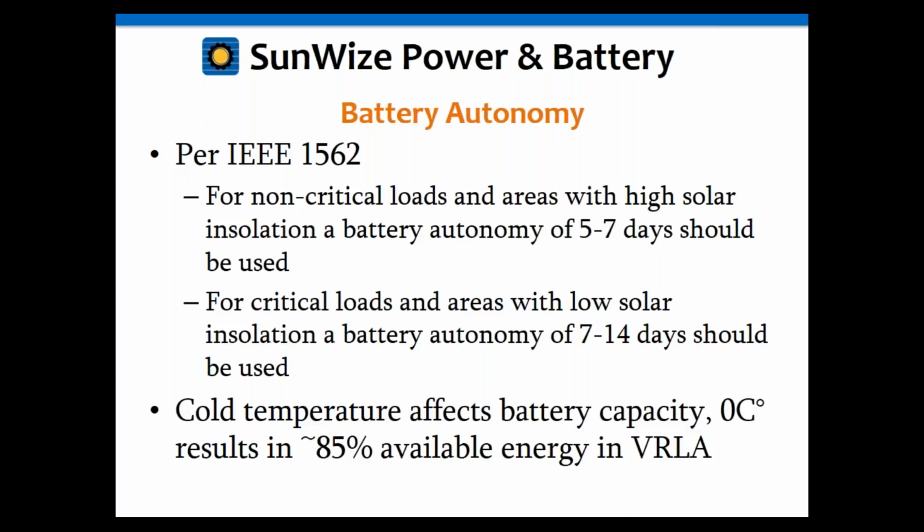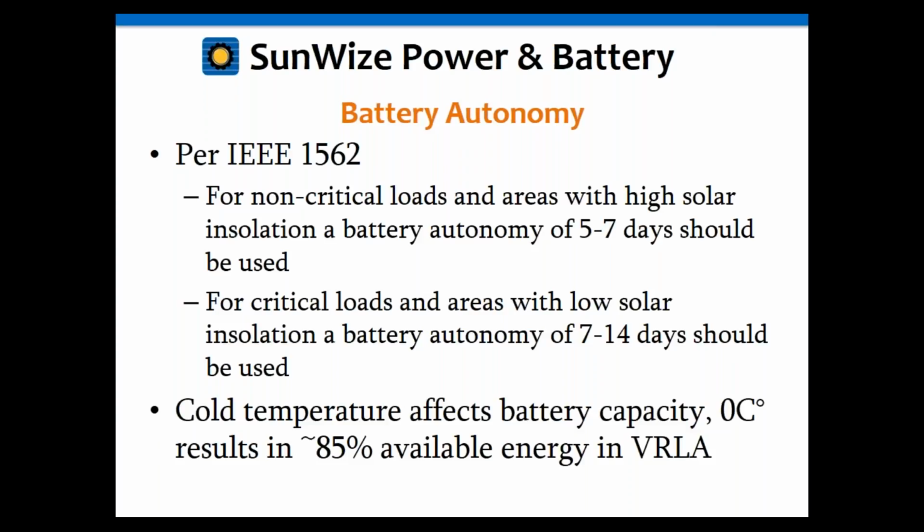So moving on to how you do the battery calculations. Similar to the solar array, IEEE 1562 also separates out the critical from the non-critical loads with regards to autonomy. If you've got a non-critical load or areas with lots of good sunlight, then a battery autonomy of 5 to 7 days is fine. But if you've got a critical load or an area with some bad sunlight, you're going to want to go to a 7 to 14 day battery.